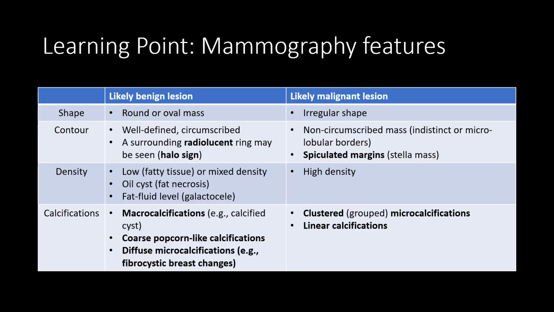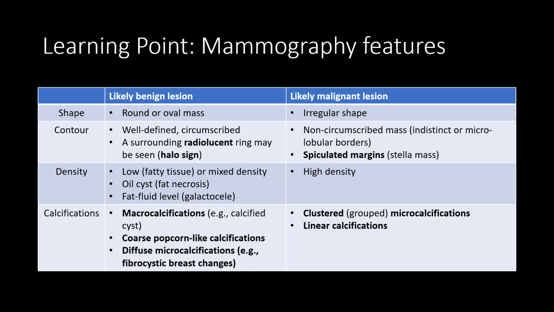So that brings us to our learning point. What are the features that you may see on a mammogram that would kind of tilt you in one direction to say this is more likely benign or more likely malignant? Well, one thing would be the shape. If you have a round or oval mass, that's more likely to be benign. If the shape is irregular, that would be a feature that's more concerning for malignancy.